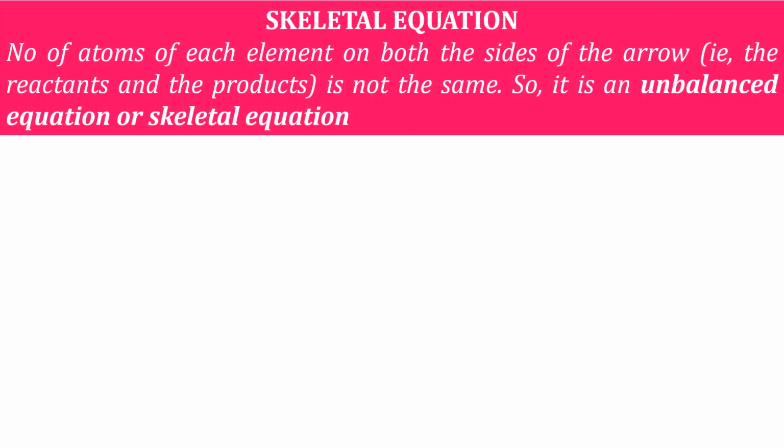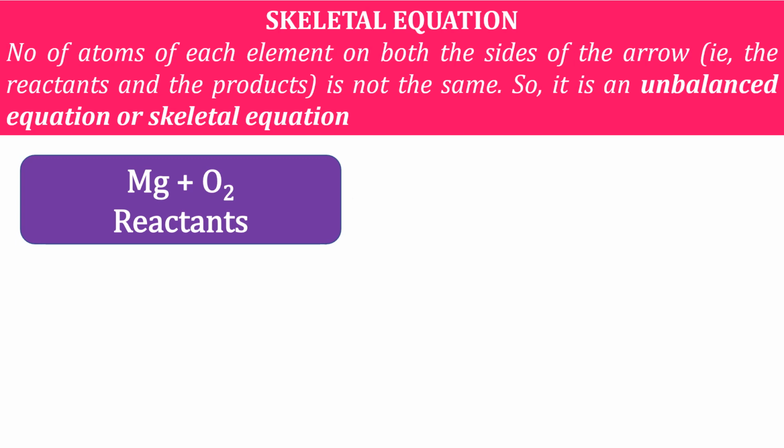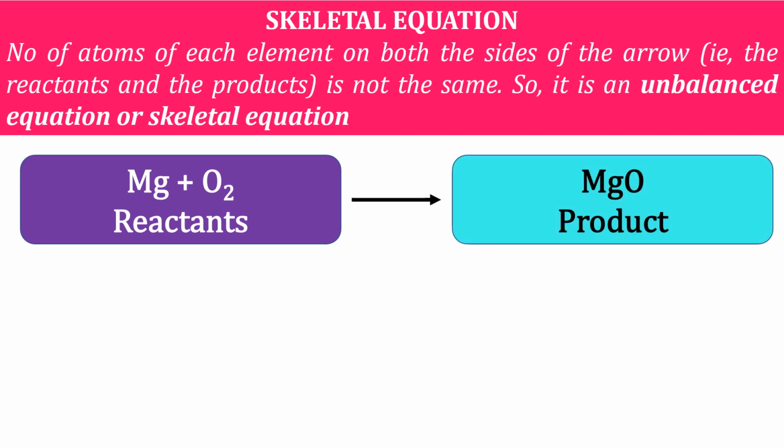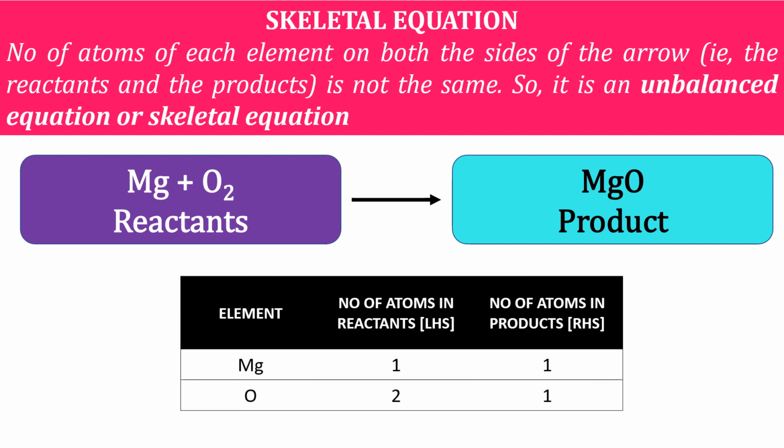Now let's learn how to convert a word equation to a skeletal equation using symbols of elements and formulae of compounds, which can be written as Mg plus O2 gives MgO. Now count and compare the number of atoms of each element on the reactant side and the product side. Magnesium has one atom on the reactant side and one atom on the product side. But oxygen has two atoms on the reactant side but one atom on the product side.